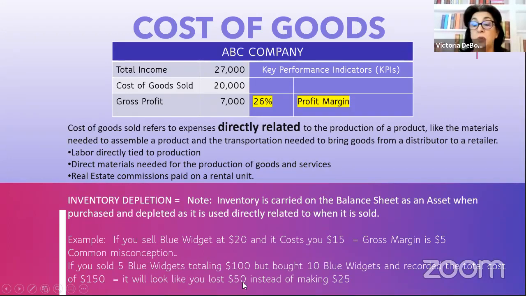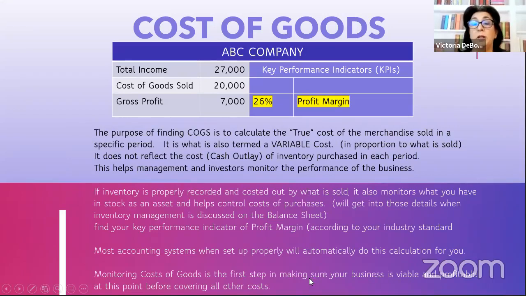It'll look like you've lost $50 if you record that total cost of those 10 blue widgets that month. But you only sold 5 of them, so you should only record the cost of 5 of them. So now it's showing that you made $25. Well, where are those other 5 blue widgets that you haven't sold? Well, that's sitting in inventory on your balance sheet. And when we get into inventory, I think on my next slide, we'll explain a little bit more about how inventory can be measured, and how you can keep track of your inventory in this way.